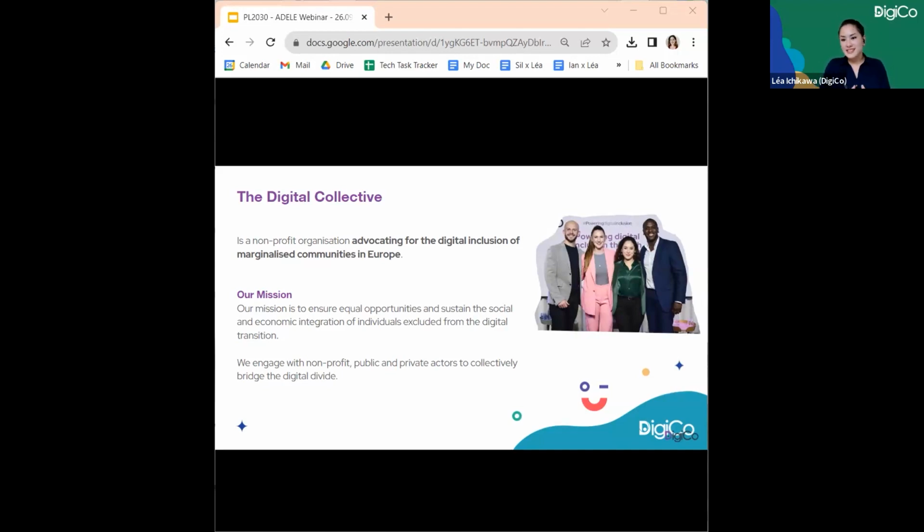So essentially, what we do is we want to give individuals the opportunities and the tools and the pathways they need in order to strive and be able to fully benefit from the digital transition that we're living in. And for this, we work with nonprofit actors, public actors, and private actors as well. So we have a very broad spectrum of different stakeholders. And we work on it in a collective manner.